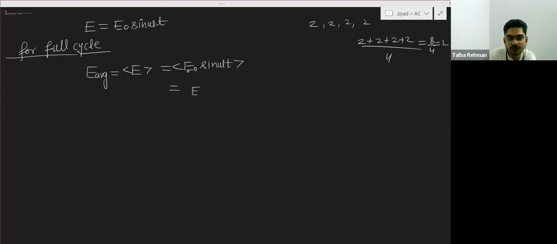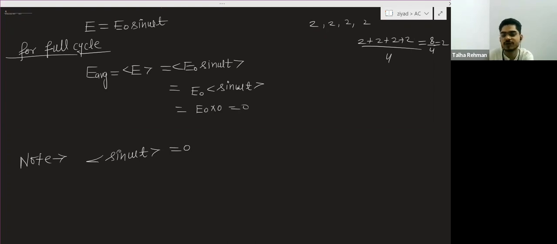So you can take this outside of the average, only for E naught, because E naught is the constant value, the maximum value. Now this is the average value of sine. Remember, the average value of sine of any, sine of omega t is equal to 0. So you can write this as E naught into 0. So what you are getting? Average value 0. Very easy now?